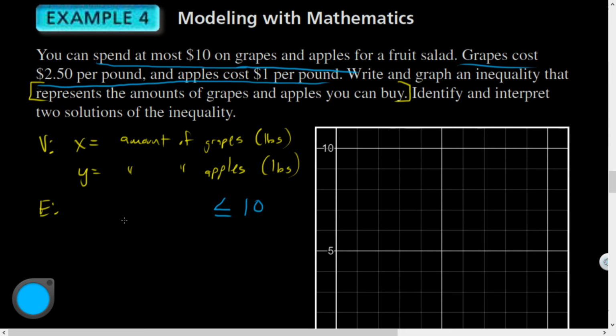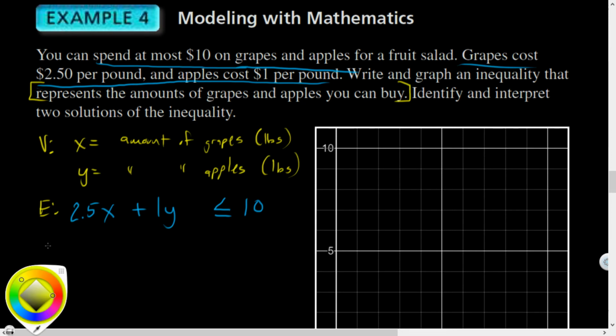Well, that would be pounds of apples plus pounds of grapes is got to be less than or equal to $10. I've got to somehow convert this to the price that I'm spending. Well, if X is the number of pounds of grapes, and grapes are $2.50 per pound, I could multiply those, and that would tell me how much money I spent on grapes. Plus $1 per pound of apples, so 1Y. All right, you with me there?